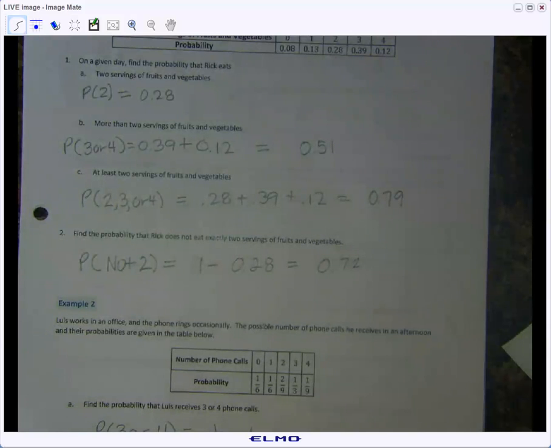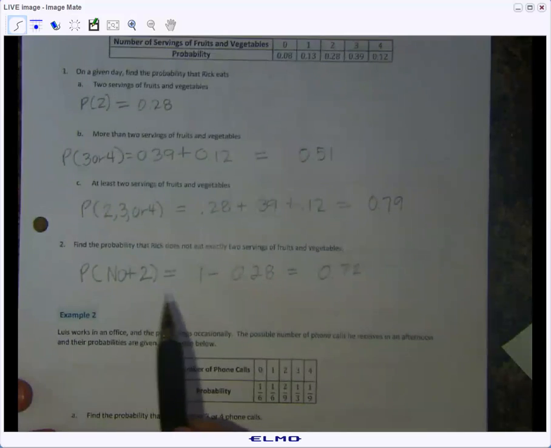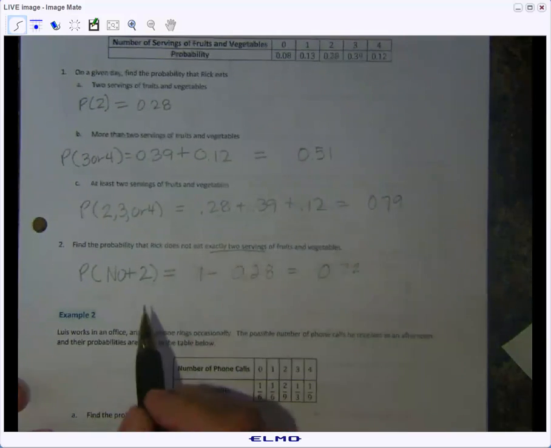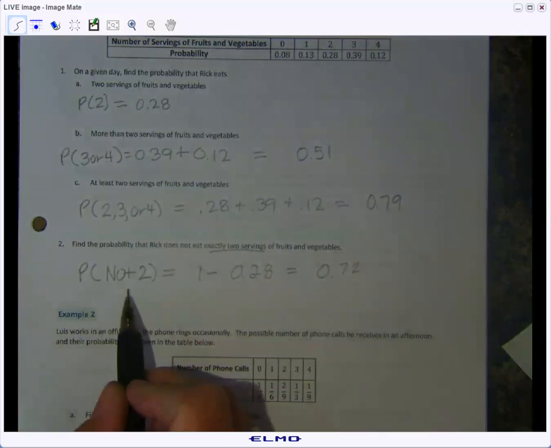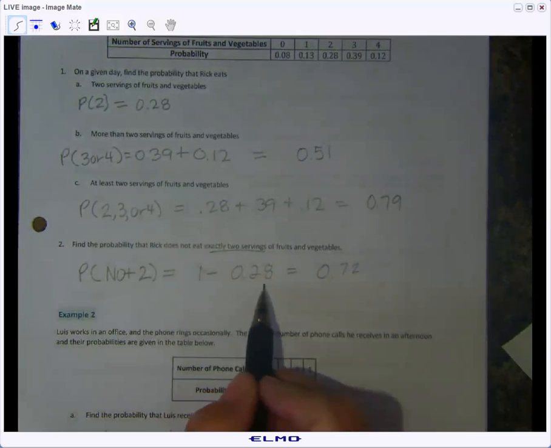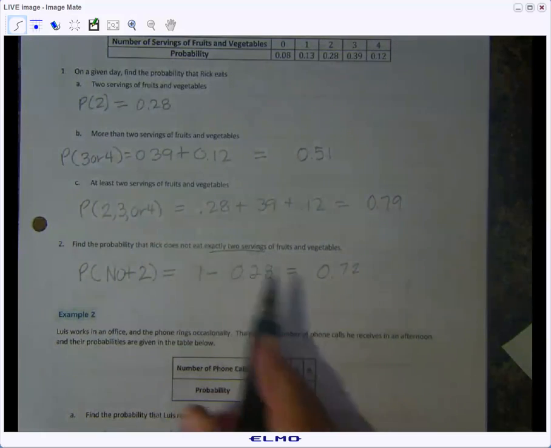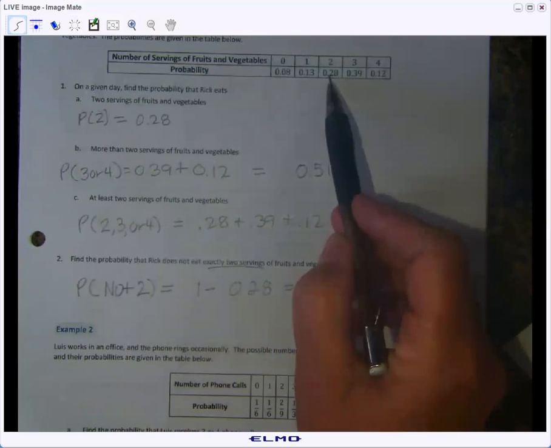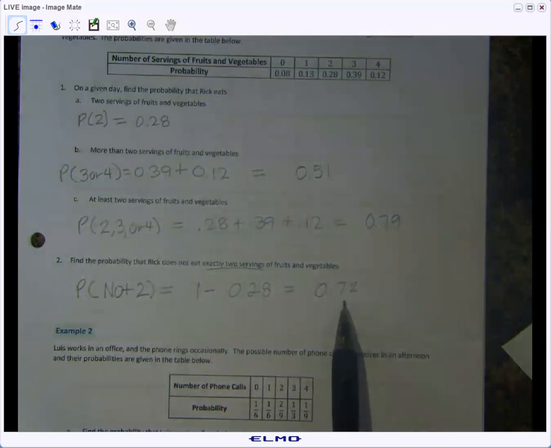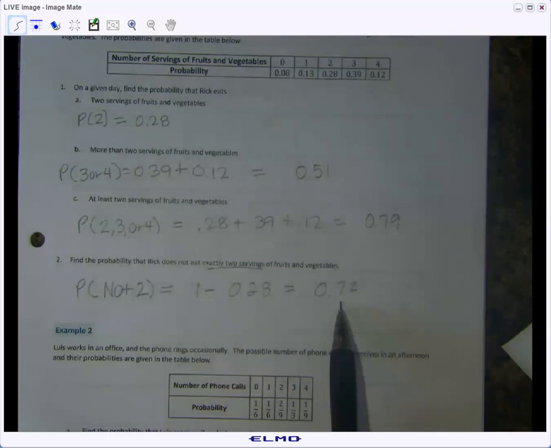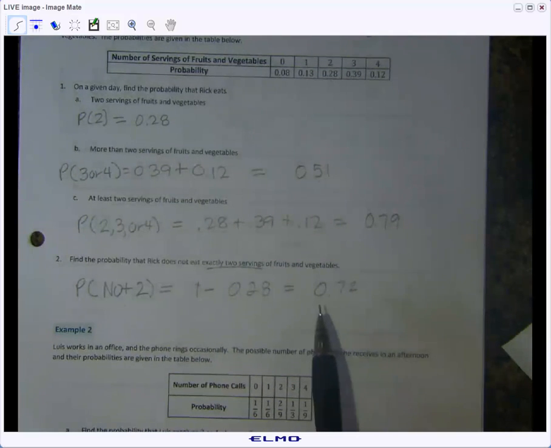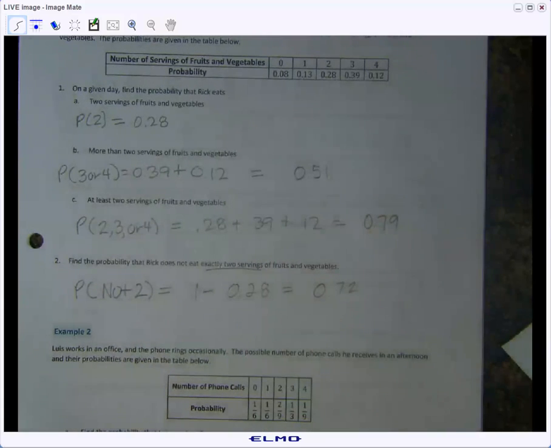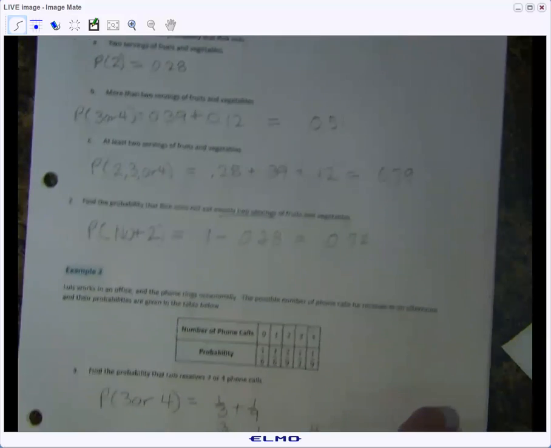Now we have to find the probability that Rick does not eat exactly 2 servings of fruits and vegetables. That would be everything but 2. So the probability of not 2 is 1 minus the probability of 2, because it's everything else. The probability of eating exactly 2 is 0.28, so the probability of him not eating exactly 2 is 0.72. You could also add up all the probabilities except for the one for 2. That would work as well, just a little bit longer.